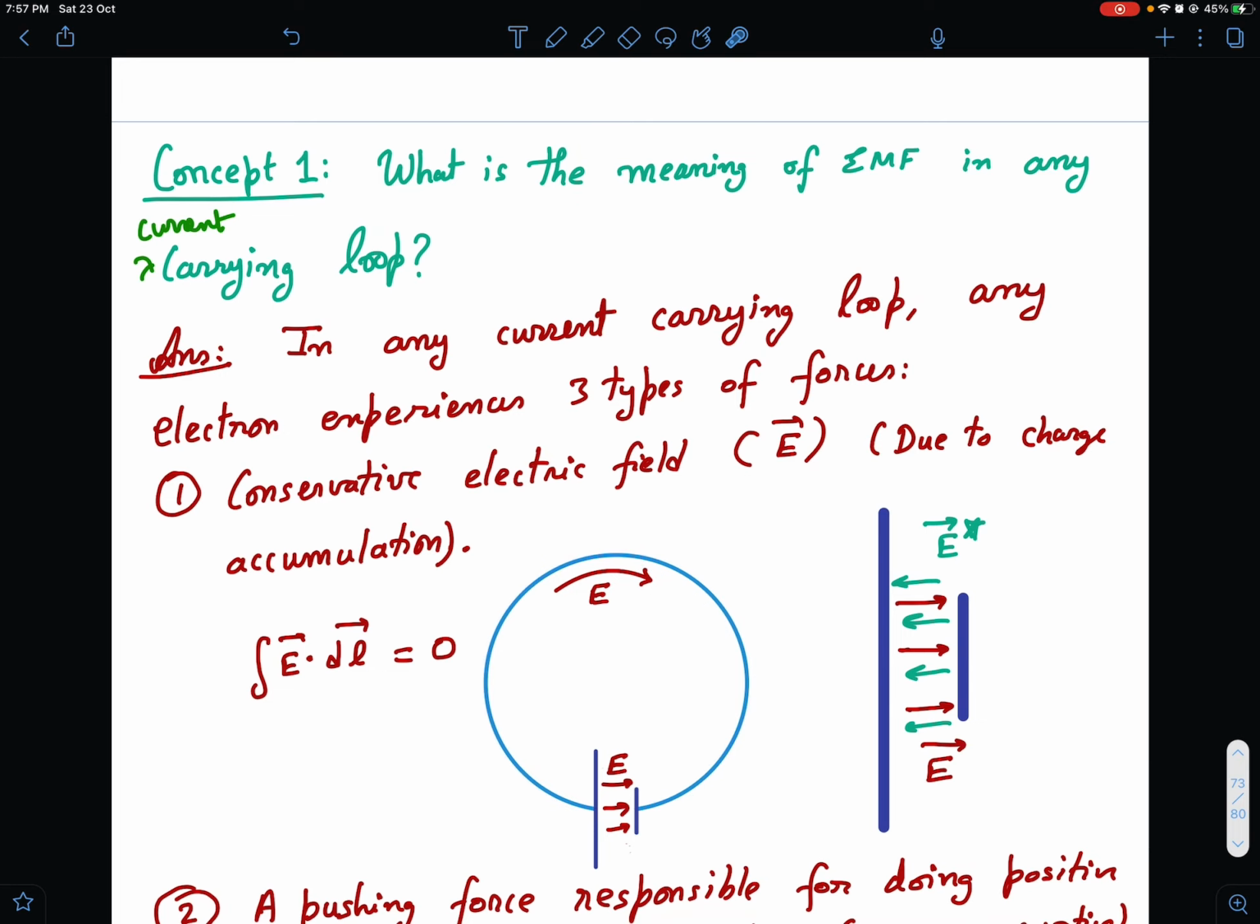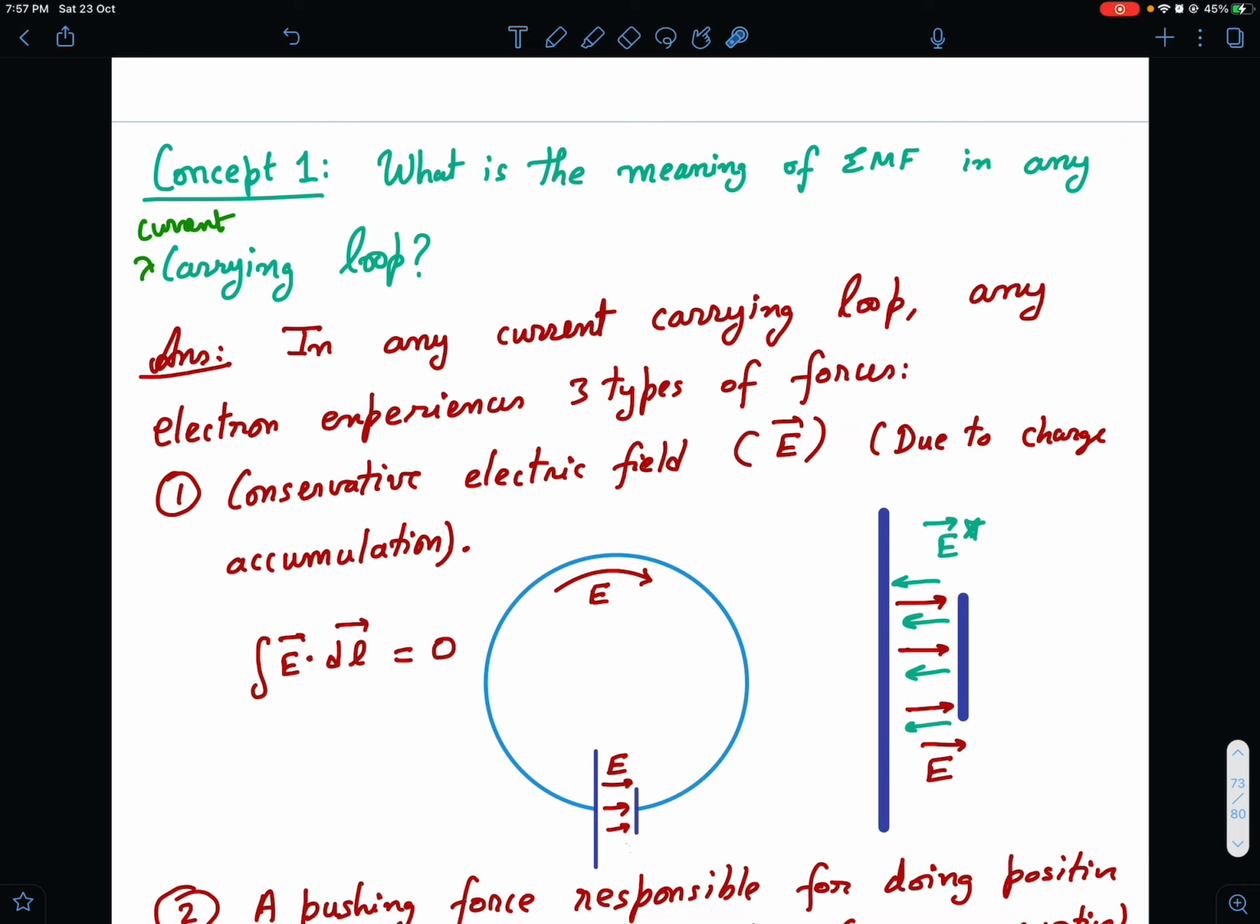Conventional current we think of as protons or positrons, you may like to say, and this electric field that comes due to the accumulation of charges along this ring is what guides the electrons through the external circuit. So one is the conservative electric field due to the charge accumulation.